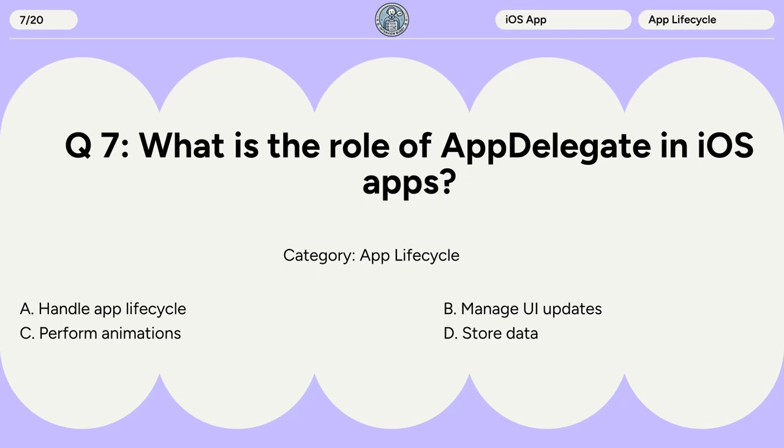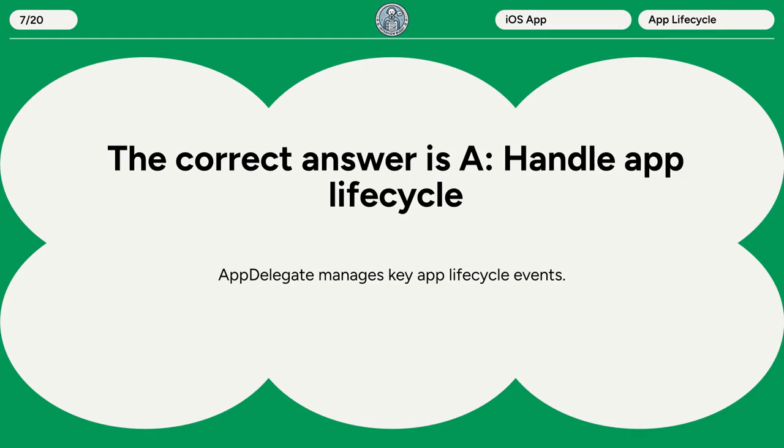Question 7. What is the role of app delegate in iOS apps? A. Handle app lifecycle. B. Manage UI updates. C. Perform animations. D. Store data. The correct answer is A. Handle app lifecycle. App delegate manages key app lifecycle events.